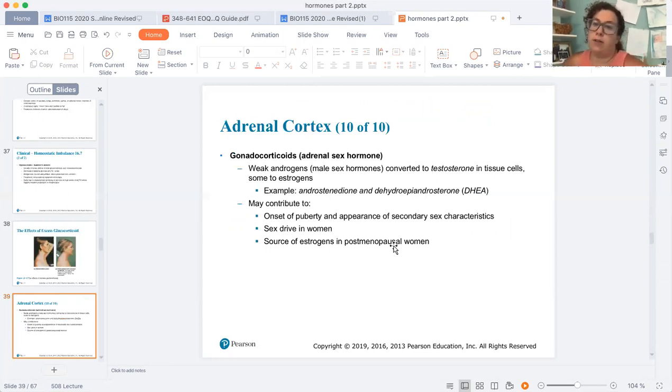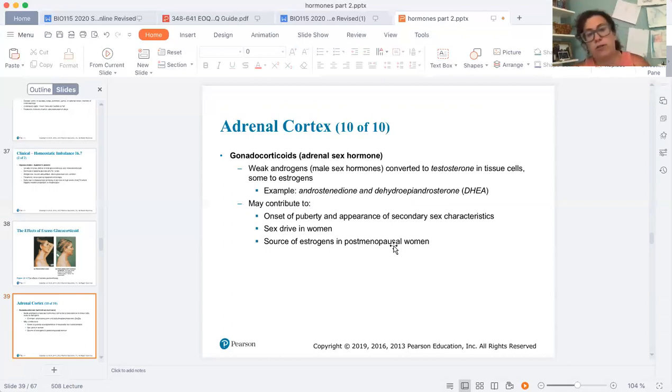So moving on, remember the deeper we go, the better it gets. Now we're at the adrenal sex hormones. Most of them make weak androgens that are converted to testosterone in the tissue cells, and some of the estrogens. Mainly we have DHEA, which is the one thing we're considering. What DHEA and gonadotropins do is help the onset of puberty and produce secondary sex characteristics.